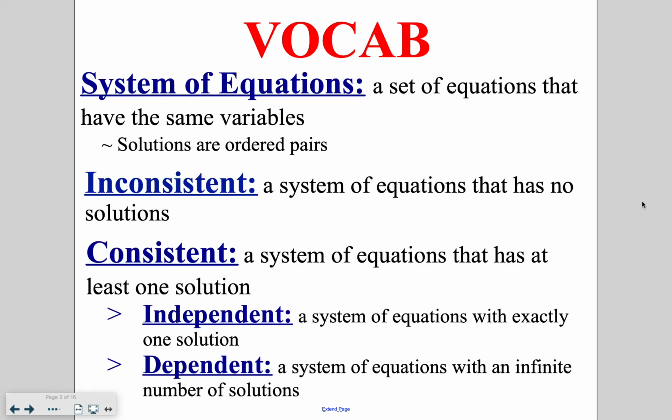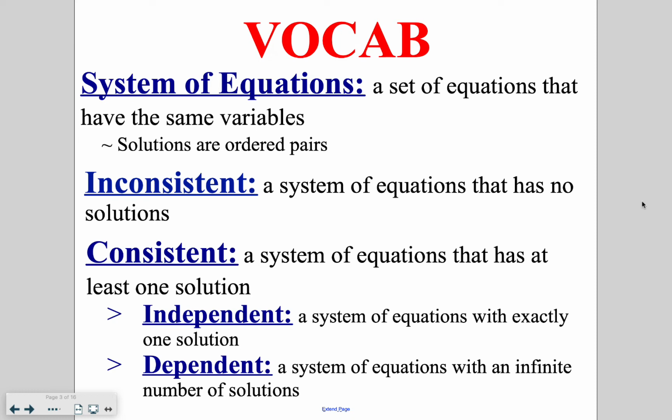So we're going to start by just talking about what is a system of equations. A system of equations is a set of equations, two or more, that have the same variables. The solutions to these problems are ordered pairs. It is telling you where, if at all, these lines intersect.